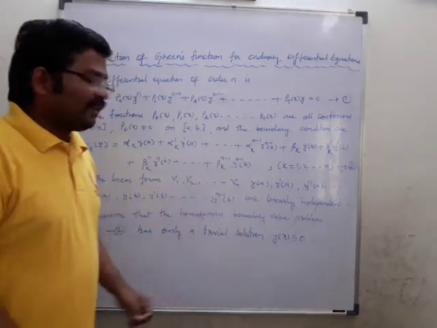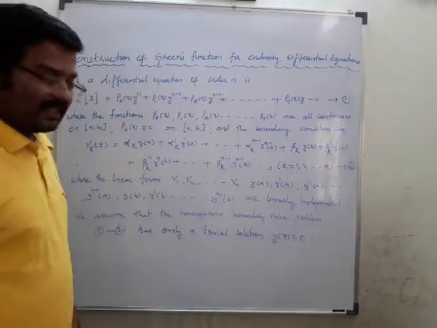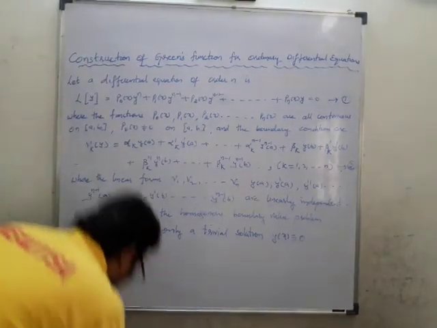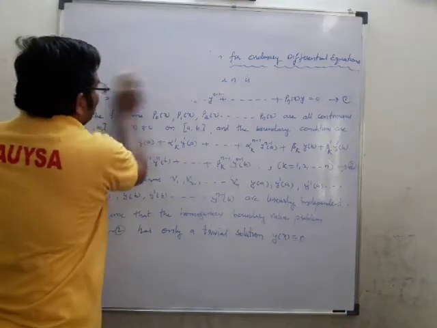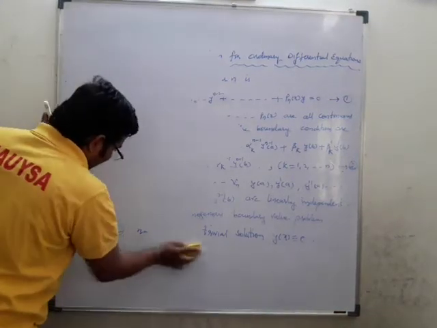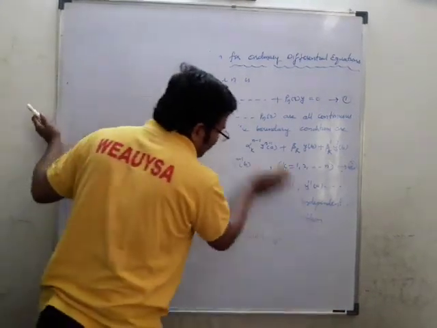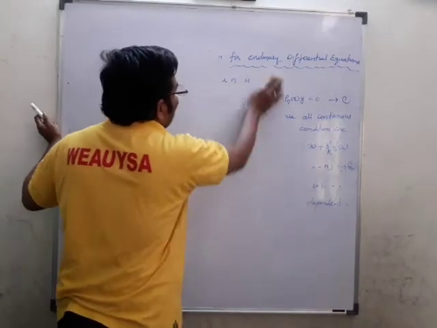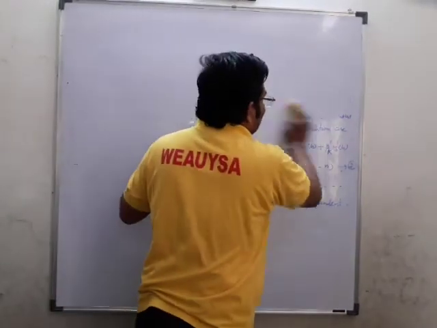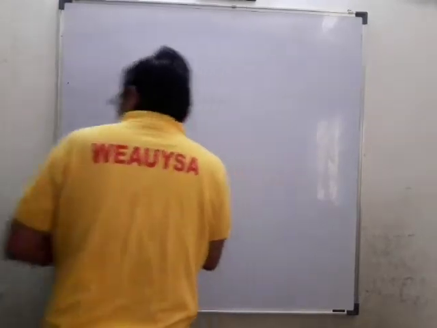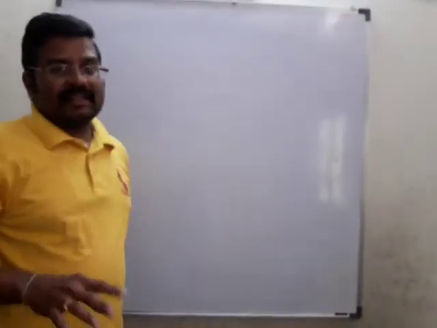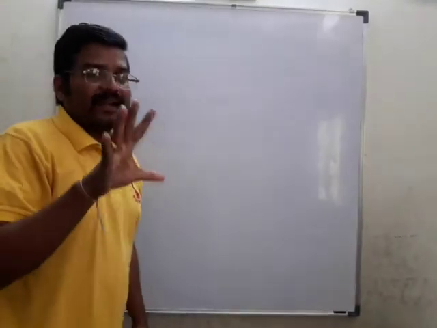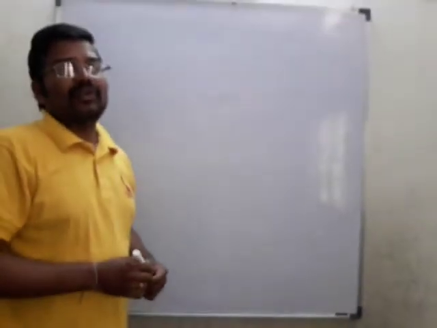Now let us see how the Green's function is constructed by using the definition. This is a very important definition, important for 4 marks. They will ask you to write the definition of construction of a Green's function for 4 marks. Now we are going to construct a Green's function. This definition contains 5 different steps, and we need to follow these steps to solve the problem.